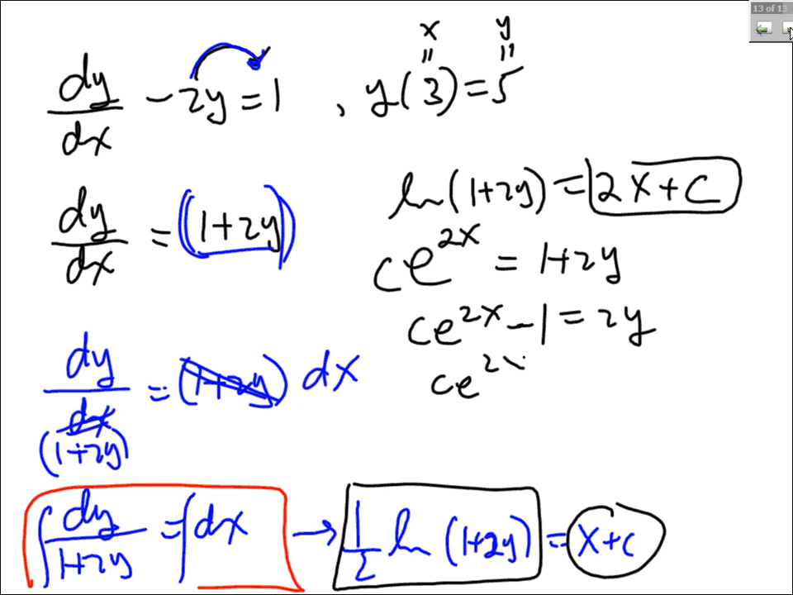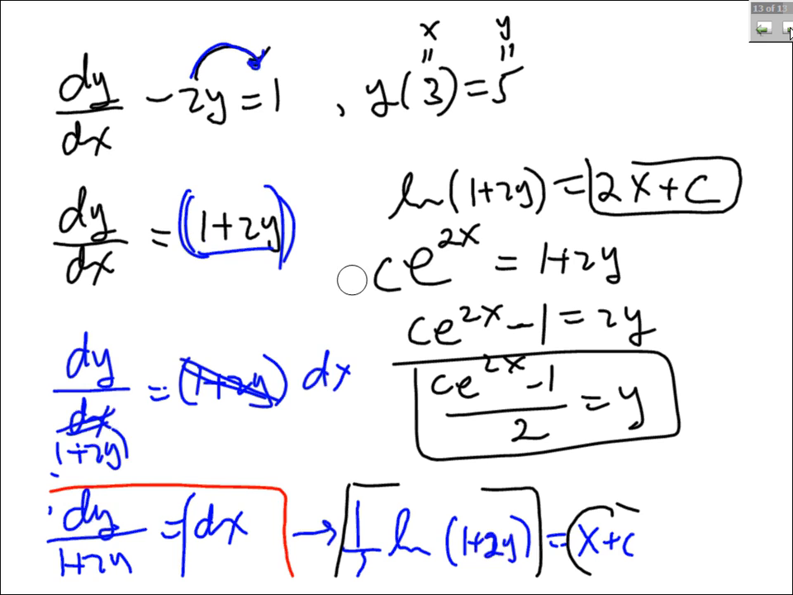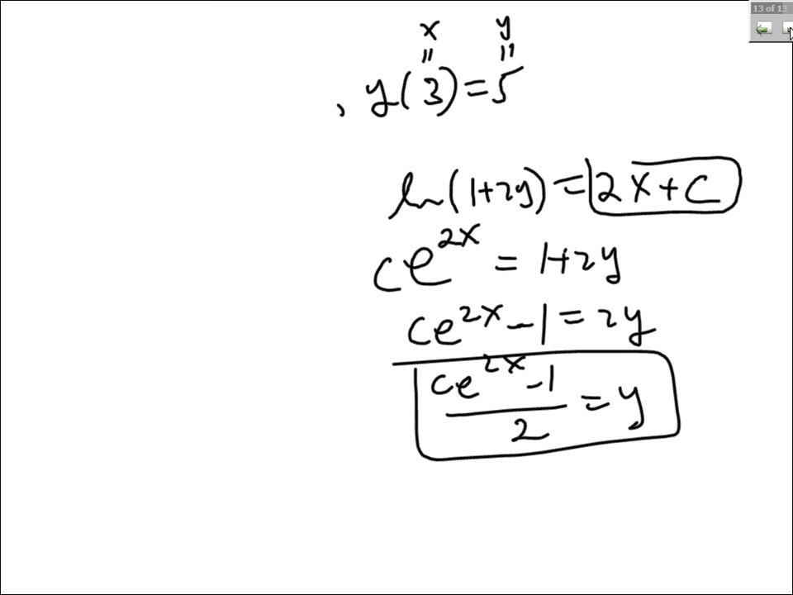Dividing both sides by 2, that tells me what y is. But I have to find out what c is, because it's an initial value condition, initial value problem. When x is 3, y is supposed to be 5.